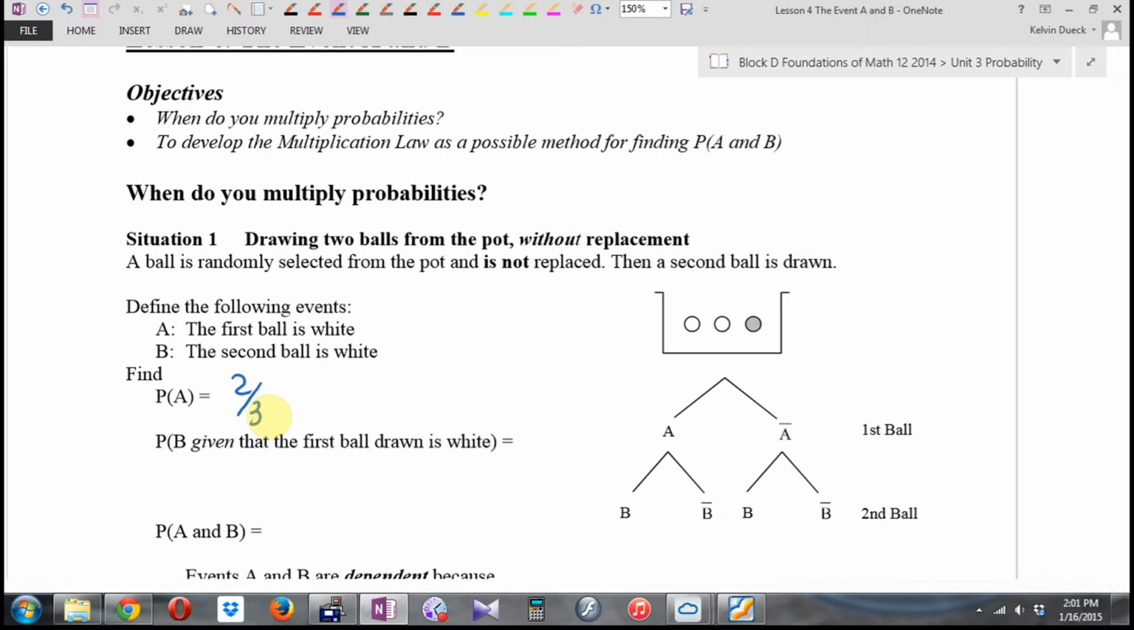What's the probability of B, the second ball, being white, given that the first ball is white? So now what we have is this. Don't write this next bit down, but Kyle, you're holding this in your hand. How many marbles are left in the pot? 2. How many are white? So we would write this. The probability of B given that A has occurred, the probability that you get the second white given that the first one was white, 1 out of 2. I'm going to unerase that because I want my diagram back.